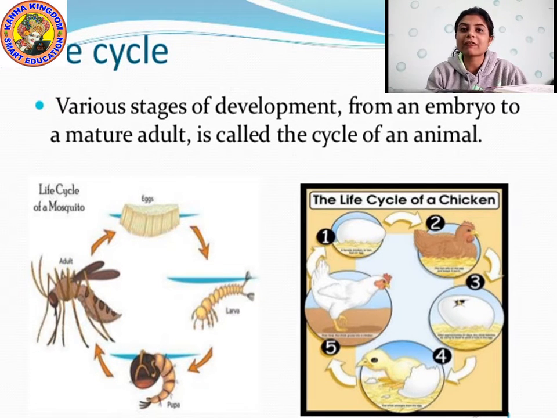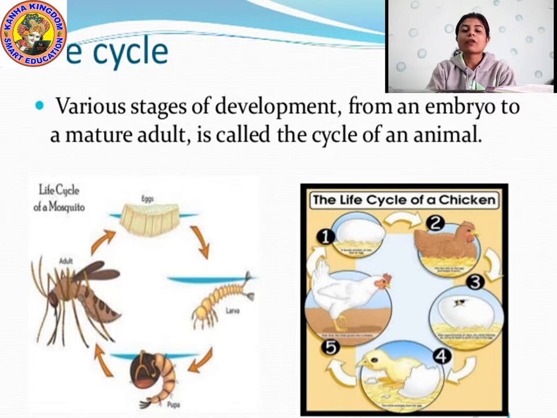There are various stages of development and growth of an animal, yes or no? So the stages between the birth and growing as a fully matured adult, that is called the life cycle. Okay, there is a life cycle. Understood? See, various stages of development from an embryo to a mature adult is called the life cycle of an animal. It is written in your book also, page number 96.